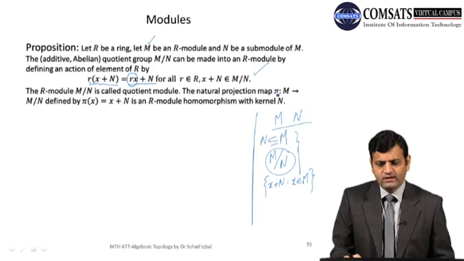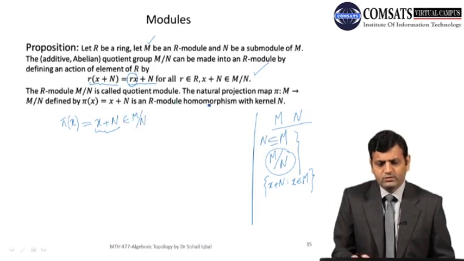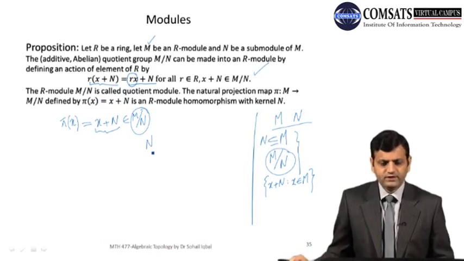The natural projection map takes x in M to x plus N. So what is this projection map? Give me an element x of M and I'll give you x plus N, which of course is an element of M quotient N. This projection map is an R module homomorphism with kernel equal to N. The only elements which go to 0 are elements of N, and the 0 of this new structure M quotient N is basically equal to N. It's a proposition, and we are excluding the proof of this proposition.